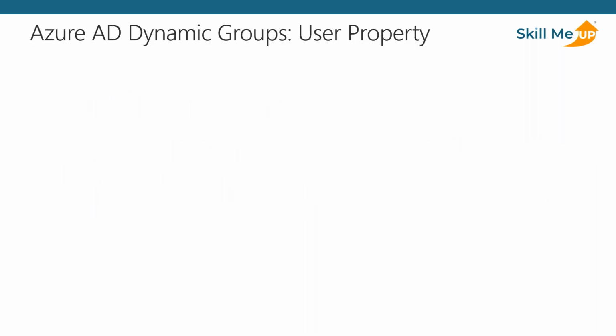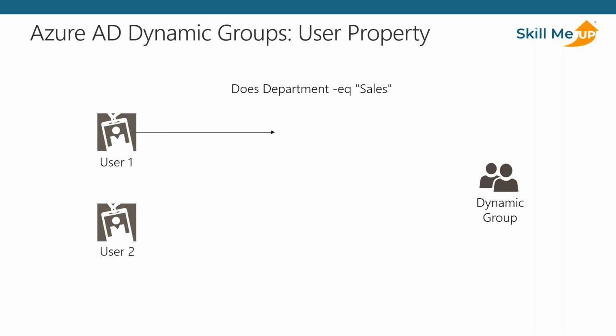Now, of course, if we were going to be utilizing Azure AD dynamic groups, we can obviously utilize complex attribute-based rules to enable those memberships. So, for example, if we have user 1 and user 2, and our query here is, does the department equal sales?